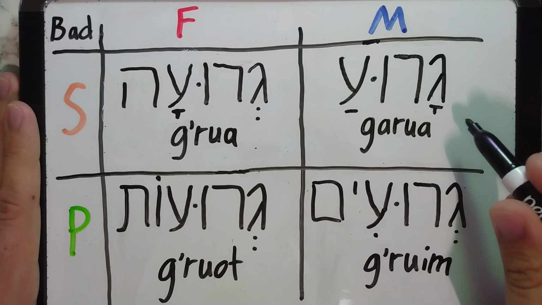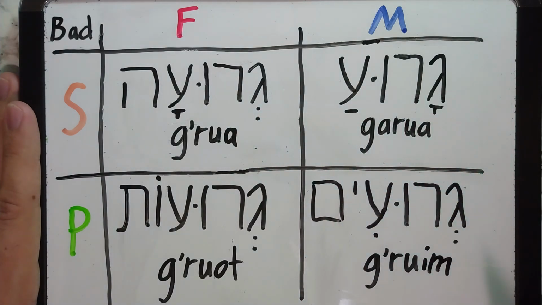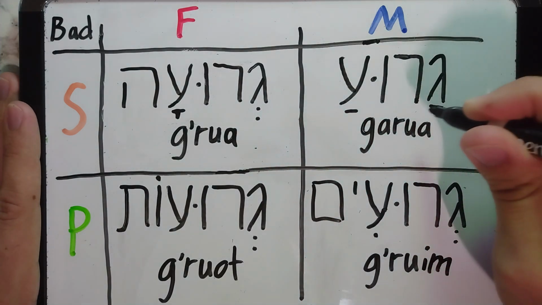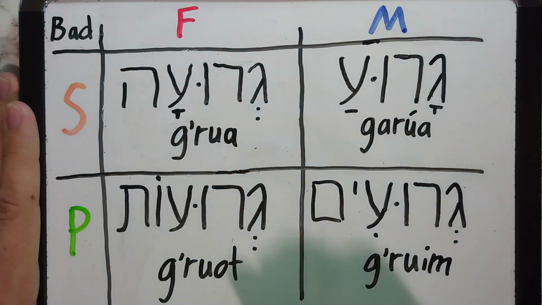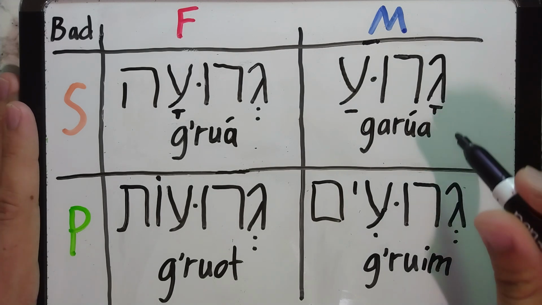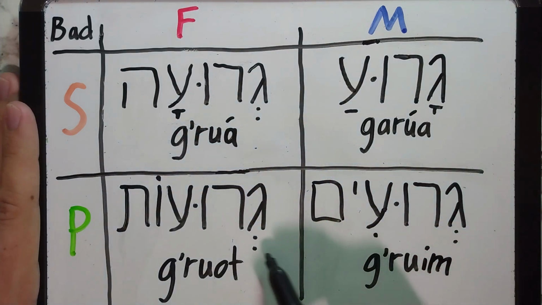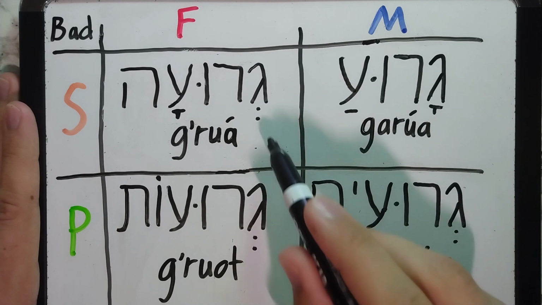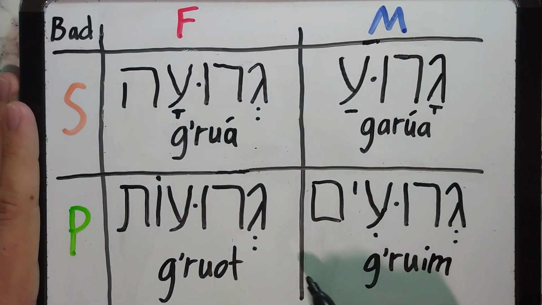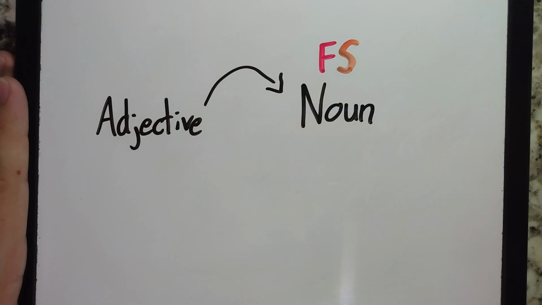Now note that there are 2 differences between the masculine singular form, garua, and the feminine singular form, garua. Not only is the kamatz contracted to a shva, but in the masculine, the accented syllable is ru, and in the feminine, the accented syllable is a. So the 4 forms of the Hebrew adjective for bad are garua, garua, garuim, and garuot.